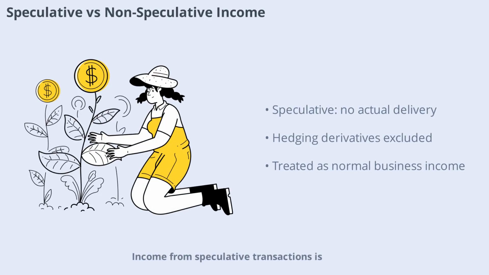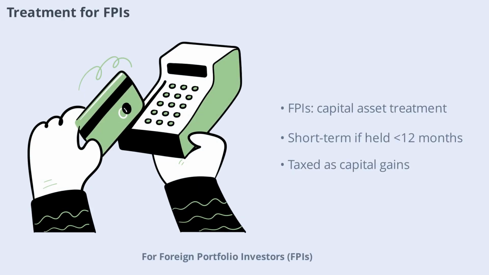Income from speculative transactions is treated differently from non-speculative business income. A transaction is considered speculative if it is settled otherwise than by actual delivery or transfer. However, certain derivative transactions used for hedging are specifically excluded from the definition of speculative transactions. This means that income or loss from exchange-traded currency derivatives is generally treated as normal business income, even if no delivery occurs. For foreign portfolio investors, FPIs, securities are always treated as capital assets. As a result, any profits or gains from derivative transactions are taxed under the head capital gains.